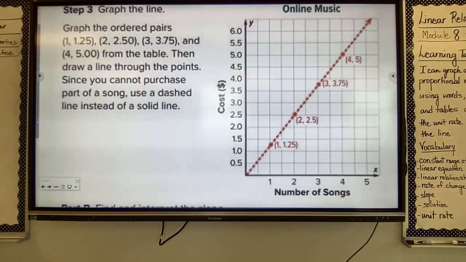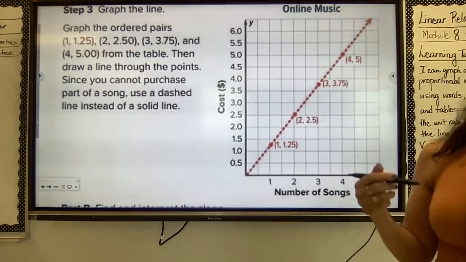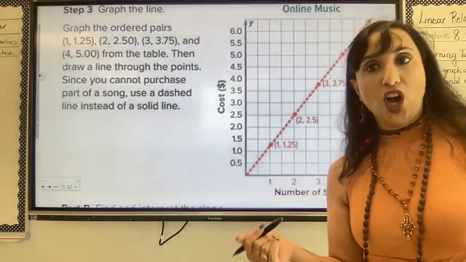And so the slope of the line is $1.25 over one song, or 1.25, or 1 and 25 hundredths. This means that the cost is $1.25 per song. Okay?